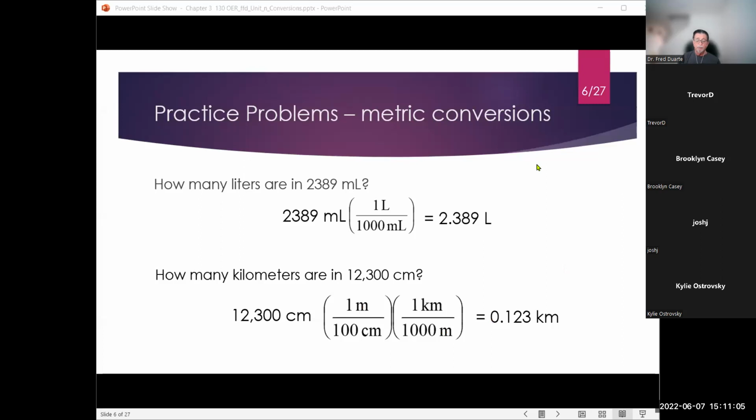So I have 0.123 kilometers. Both factors here are exact numbers and therefore do not play a role with respect to sig figs. You're given 12,300, which has 3 sig figs. Our answer should have 3 sig figs.